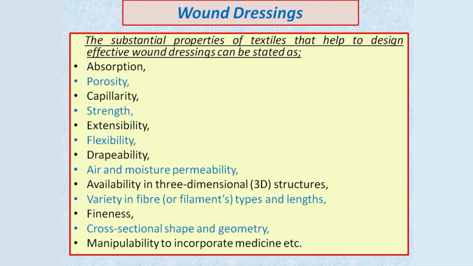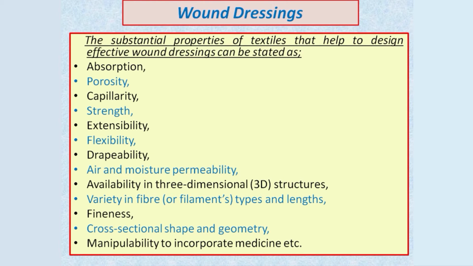Wound dressings should have some important characteristics, and when we design and produce wound dressings, we have to concentrate on some specific properties such as absorption, porosity, capillarity, strength, extensibility, flexibility, drapability, air and moisture permeability, availability in the three-dimensional structure, variety of fibers or filaments, types and lengths that can be used.